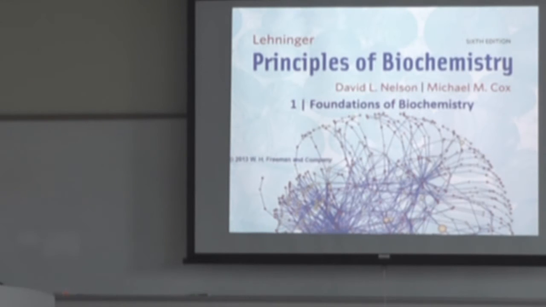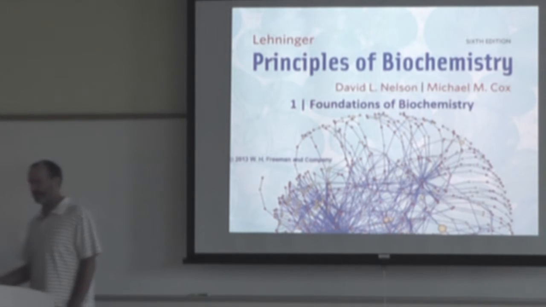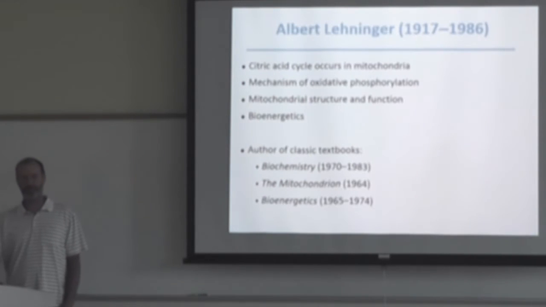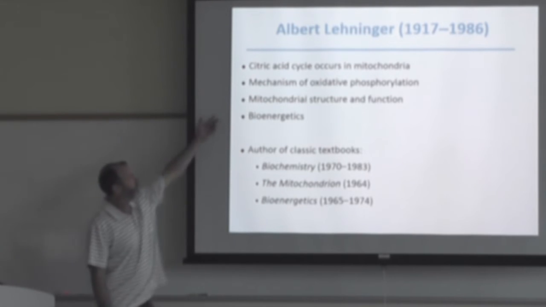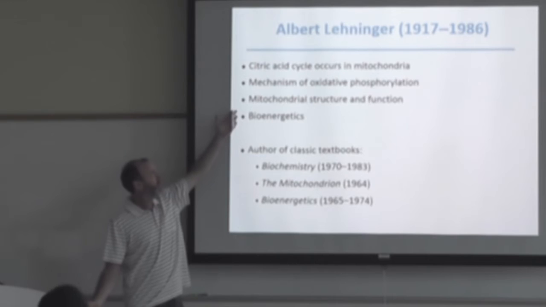So it's just like the first chapter, Foundations of Biochemistry. It's like the introduction. You notice, this is called the Lehninger book. Why did they do that? It's Albert Lehninger. He's the guy who describes the citric acid cycle that occurs in mitochondria.